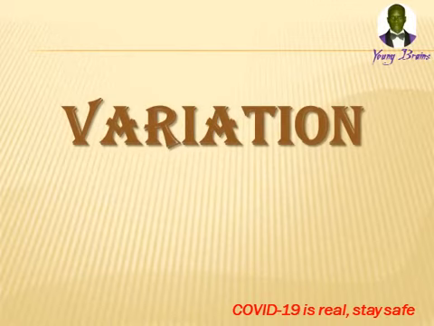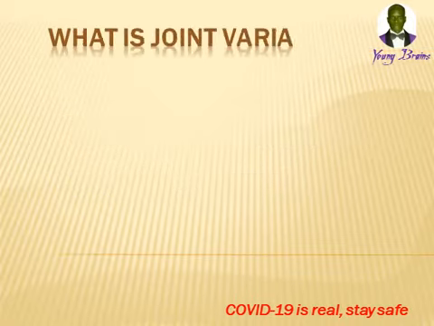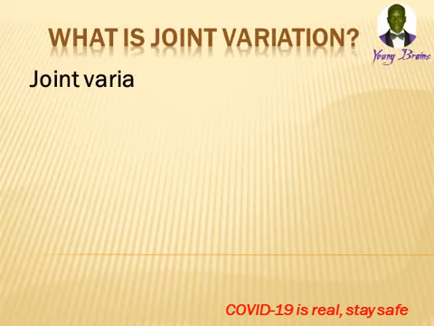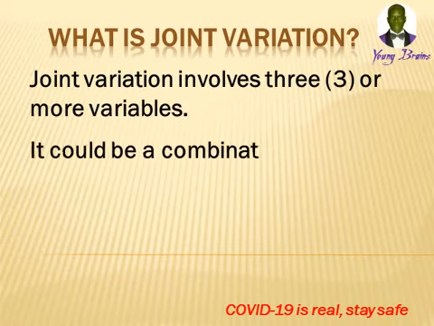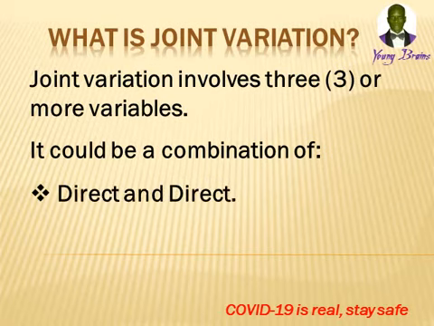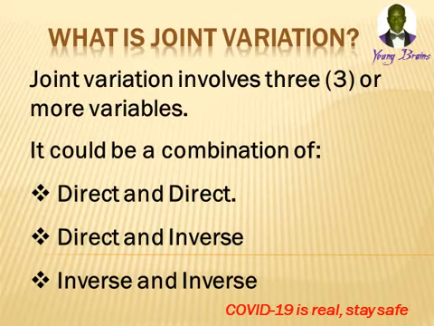Today we shall still continue our lesson on variation, and we are considering joint variation. What is joint variation? Joint variation involves three or more variables. It could be a combination of direct and indirect variations, or direct and inverse variations, or inverse and inverse variations.